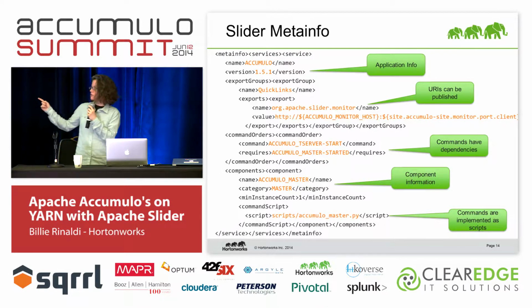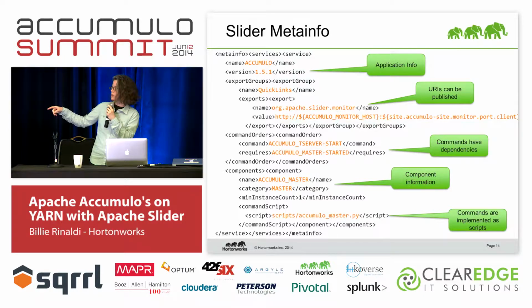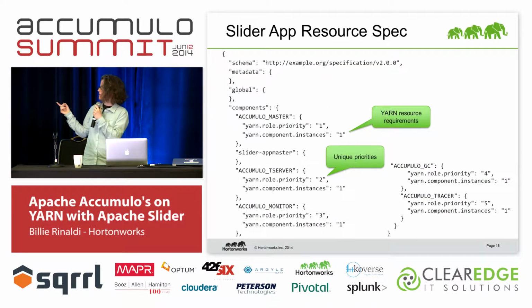There's a section for each component, master, T-server, etc., and it describes which script is used to issue commands to that component. The resources JSON file also has a section for each component. So this file goes with a specific instance of Accumulo. While the meta info is just about the app package, this says for this instance of Accumulo that I'm starting, give it this many T servers and this many masters, etc.